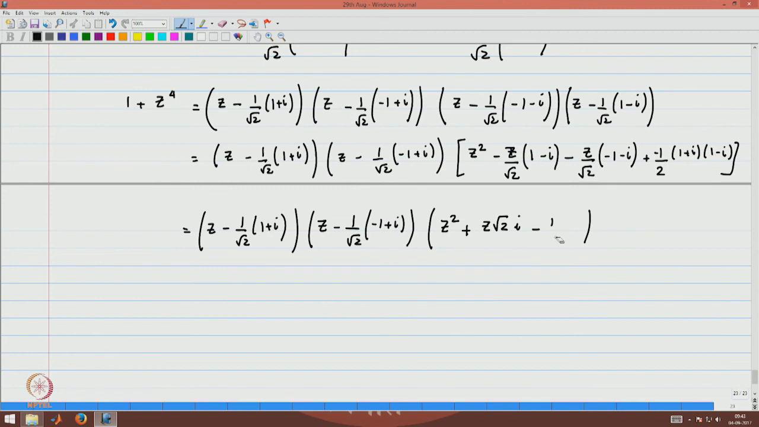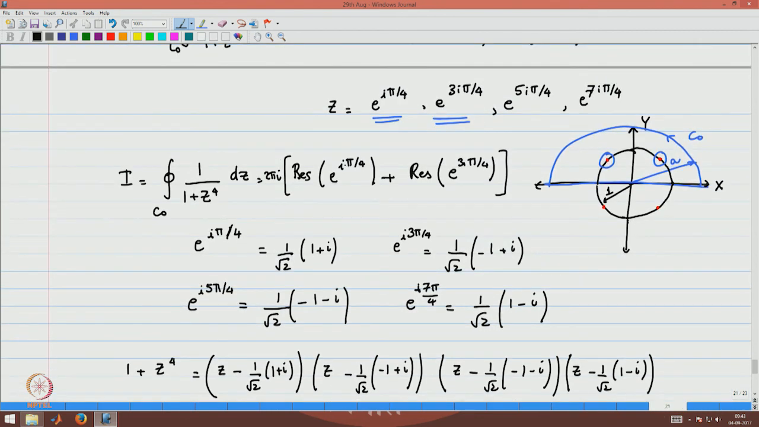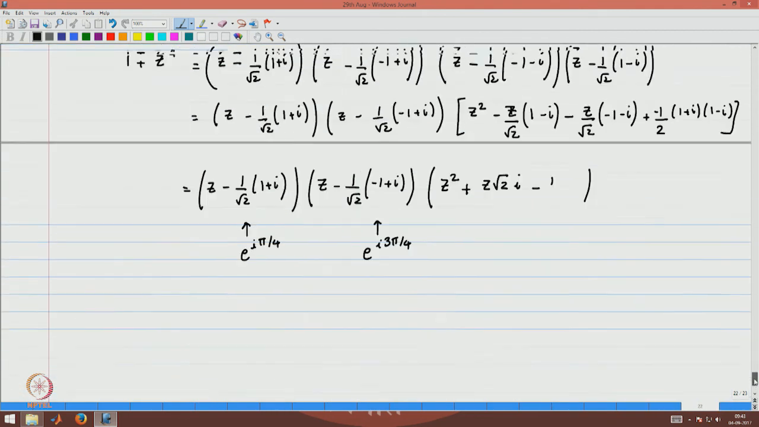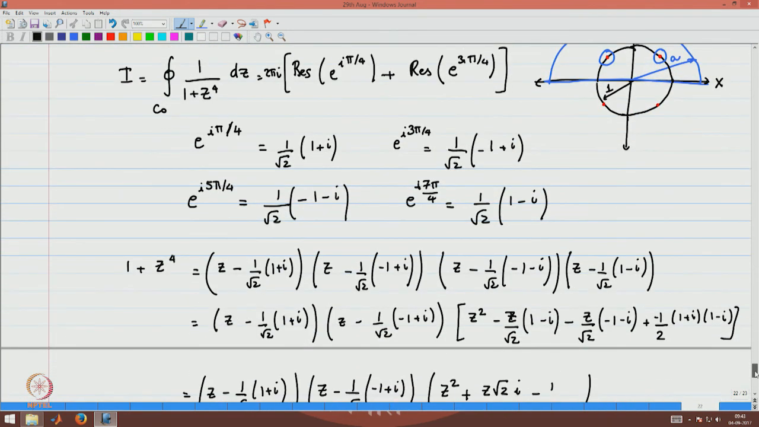Now what we have is we wrote this in this form. You notice that this corresponds to the pole at e to the i pi by 4, and this corresponds to the pole at e to the i 3 pi by 4. Now we can use the residue theorem and evaluate the two residues. So, we need the residue at e to the i pi by 4.